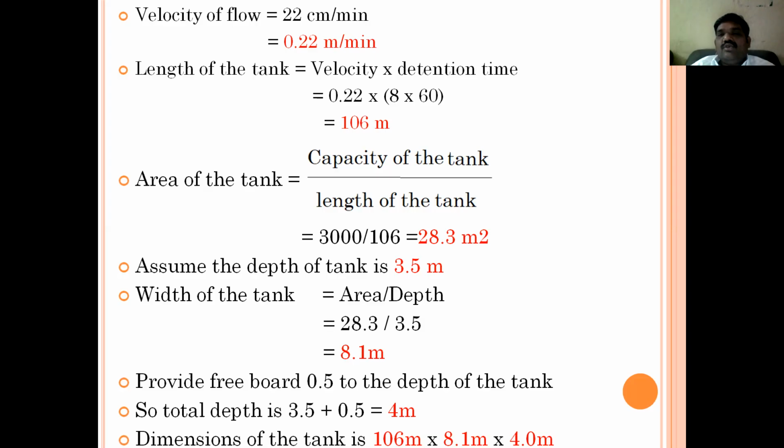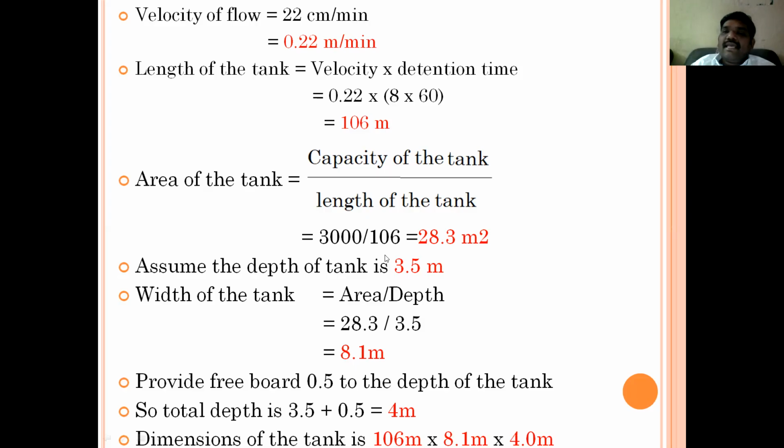One more thing you must do when designing the sedimentation tank: you must also consider the freeboard if it is not given. Normally that is 0.5 meters. We're not supposed to assume the freeboard as per our wish or interest. You must take the freeboard, if not given, as 0.5 meters, and that must be added to the depth of the tank.